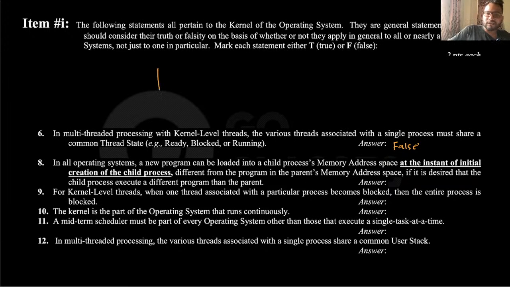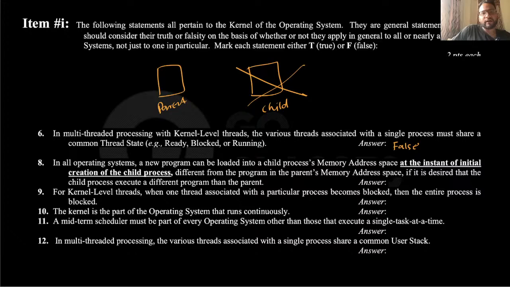If the parent is this and the child is an exact copy of the parent, then I can destroy this child, right? And I can load something using exec. That's what I can definitely do. But they are saying I want this child to do something else. Then obviously there is no point in destroying this child, right? If I want the child to do something else, then there is no point in destroying this child.